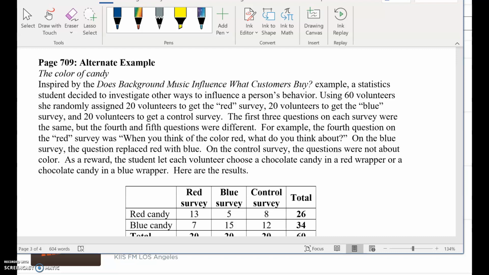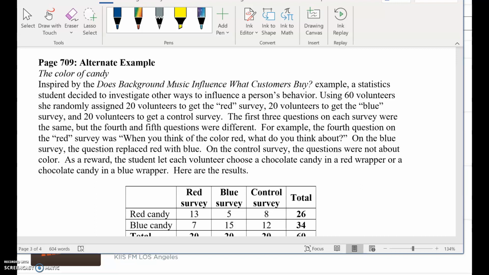Okay, let's do one more of the chi-square test for homogeneity. Inspired by the "Does background music influence what customers buy?" example, which we didn't get to do, that was a fun one to do in class. Stat students decided to investigate other ways to influence a person's behavior. 60 volunteers. She randomly assigned 20 volunteers to get the red survey, 20 got the blue, and 20 got the control.